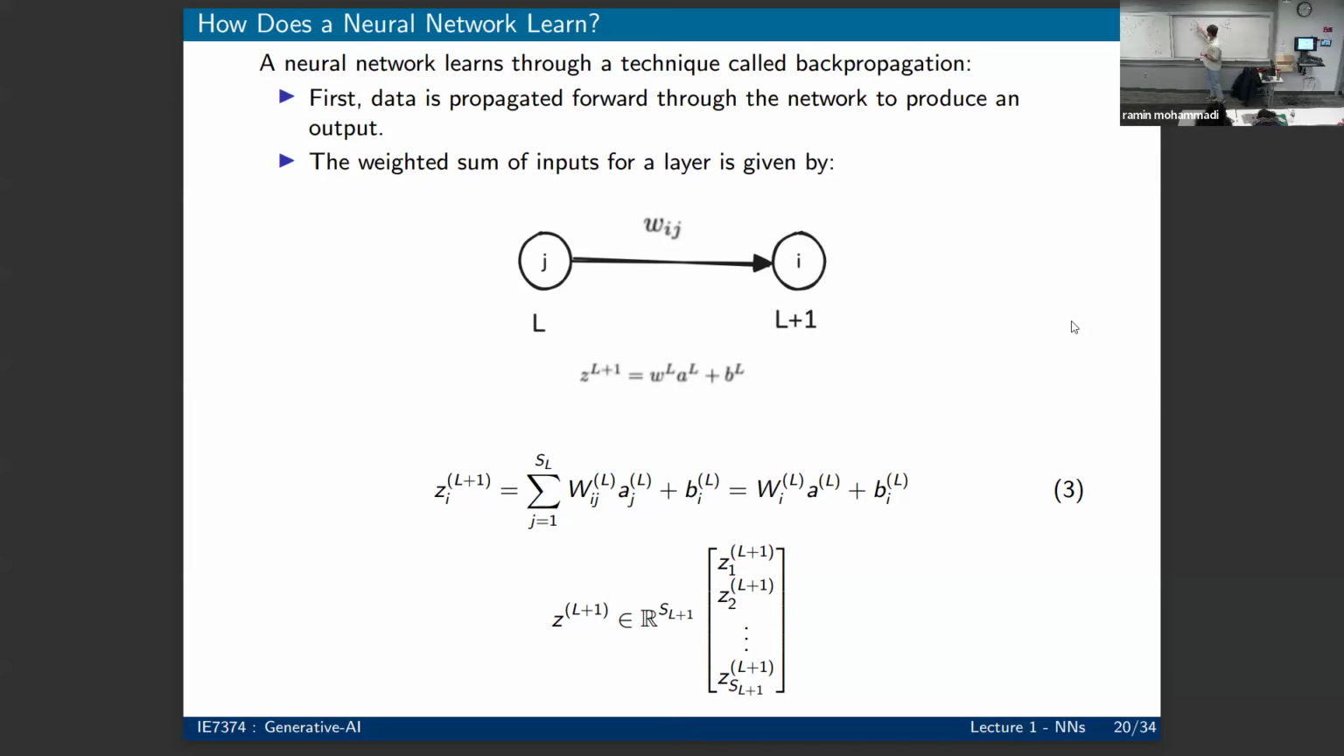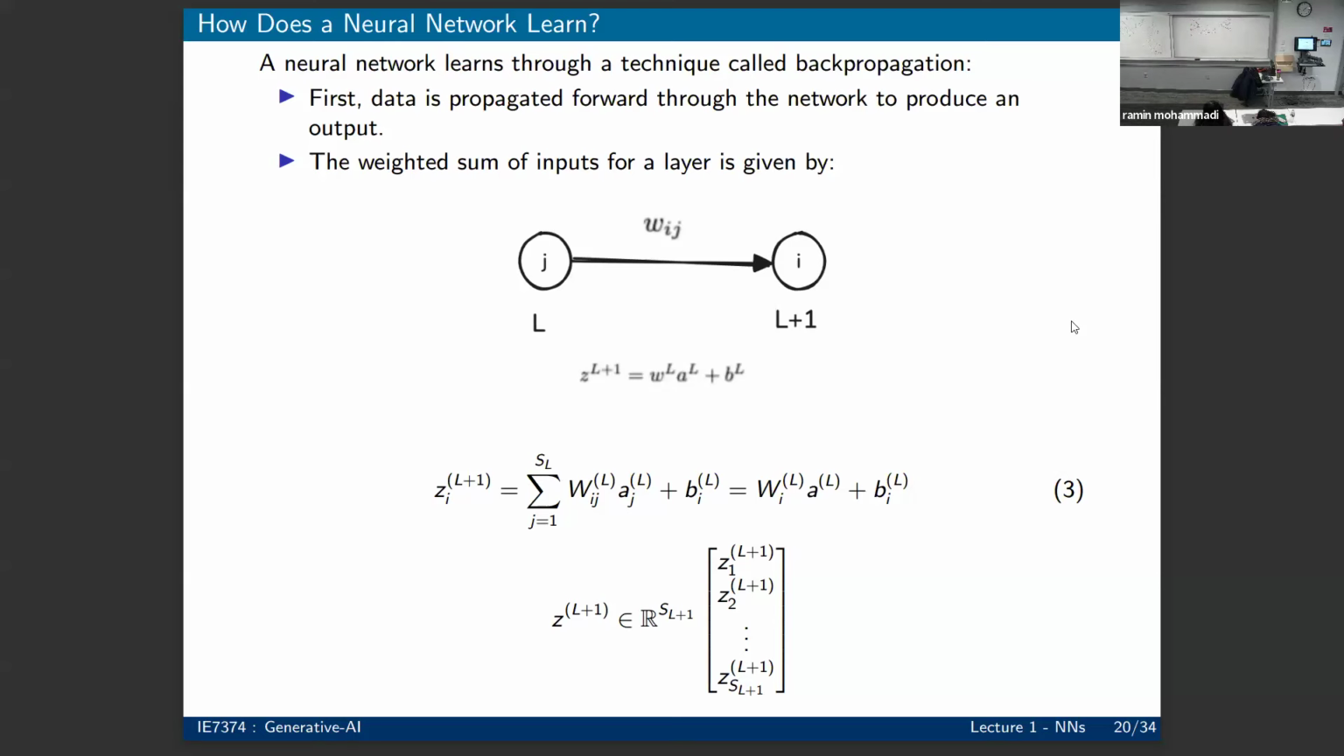It's the weighted sum of all these arrows. Every arrow has a W, and every arrow carries data from the previous node, the output of the previous node, which is A, multiplied, plus some bias term. Let's say this is a bias term. Right? So that becomes the input moving forward.